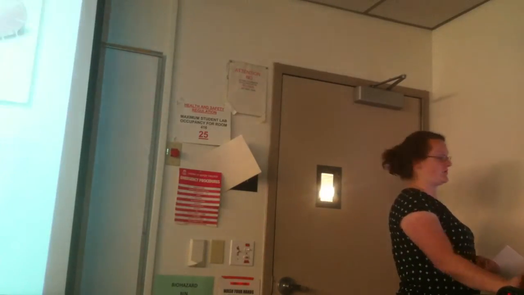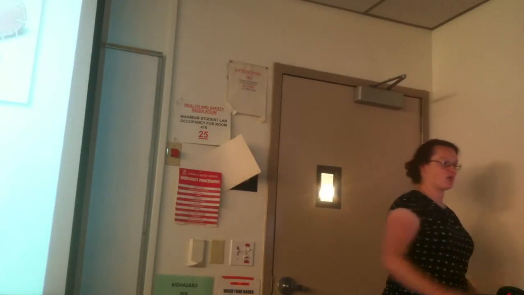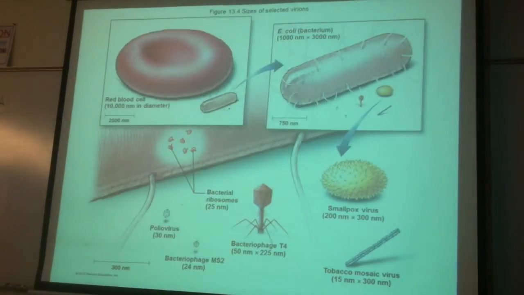Okay? So, again, we're looking at the sizes and the difference between our red blood cells, which are about 10,000 nanometers in diameter, versus E. coli, which is 30,000 nanometers. What is that in micrometers? Nano is 10 to the negative 9, micro is 10 to the negative 6, so you remove three zeros from 30,000: 30 micrometers. Remember, math is on your test.